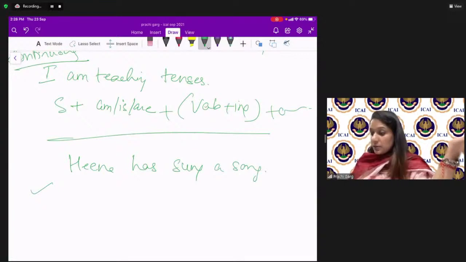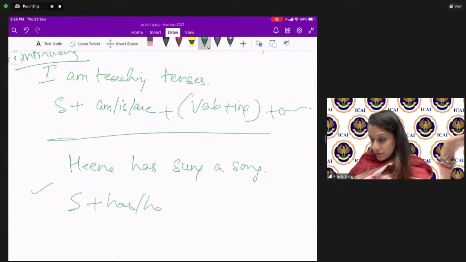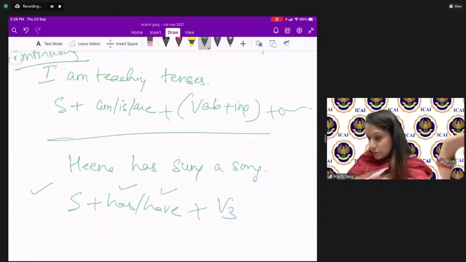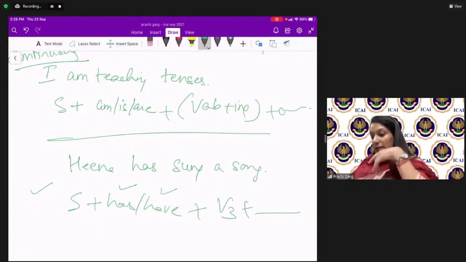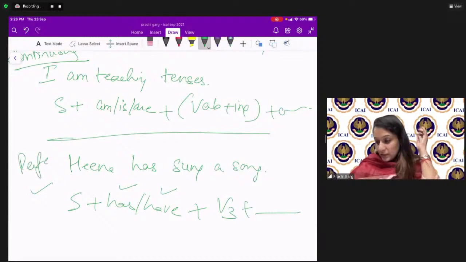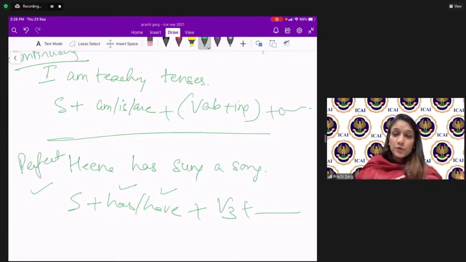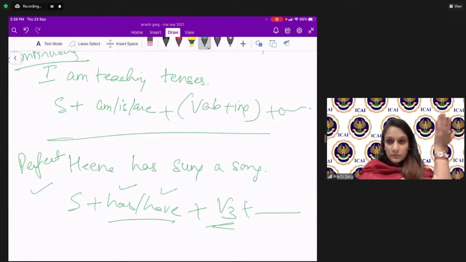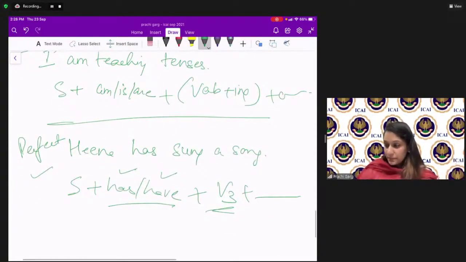Okay. So the sentence structure is subject, has or have. So if it is singular, you use has. If it is plural, you use have. Then you have the third form of the verb and so on. Please understand that in perfect, whether it is past perfect, present perfect, future perfect, you always use the third form of the verb, right? In the present perfect, you use has or have. In past, it becomes had. Okay, the past tense of has and have is had. So when you're making it past tense, you will change this also, right?